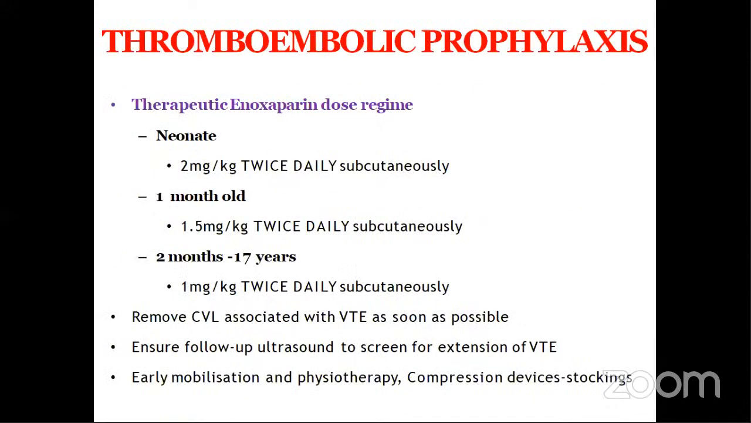What is the dose? In neonate, it is higher, 2 milligram per kg twice daily subcutaneously. In 1 month old, it is 1.5 milligram per kg twice daily subcutaneously. And in children between 2 months to 17 years, it is 1 milligram per kg twice daily subcutaneously.